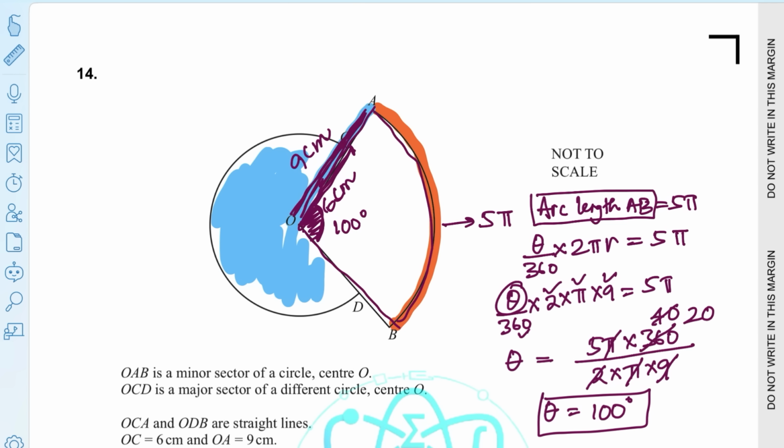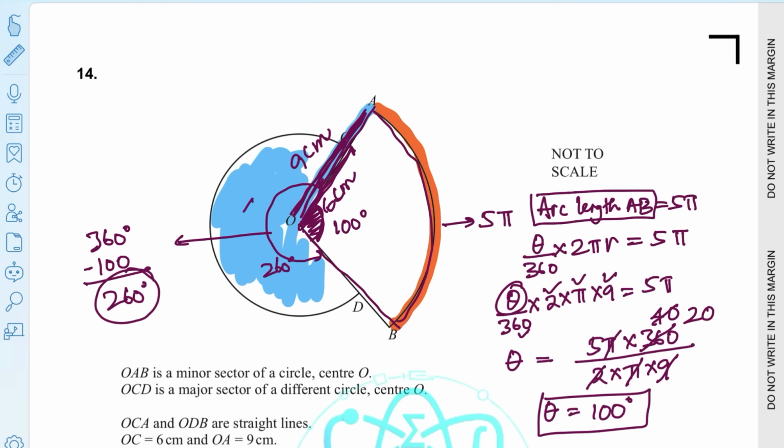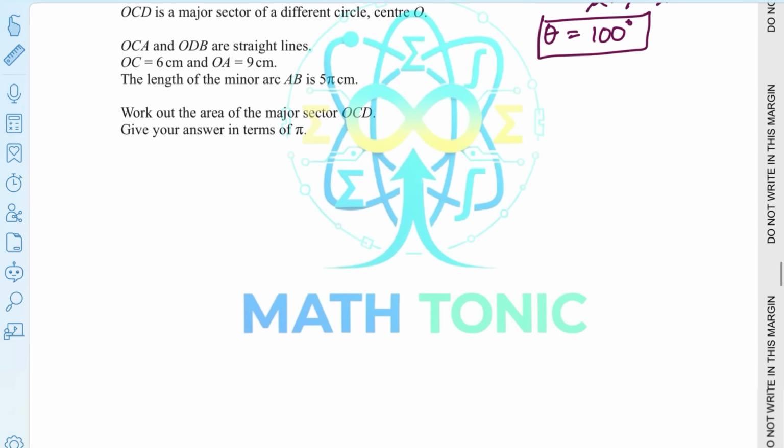As I'm trying to find this area, first we'll find this angle. This angle equals 360, because the angle at the center is 360, minus 100, so it equals 260 degrees. Is it okay? Now the question is to find the area of this sector. So how do we find the area of a sector? The formula is angle over 360 times pi r squared.